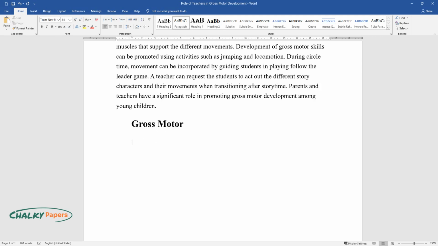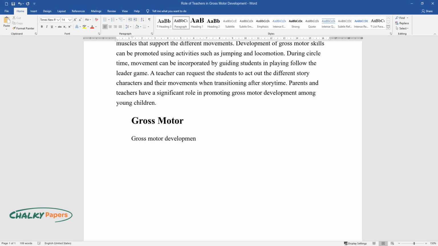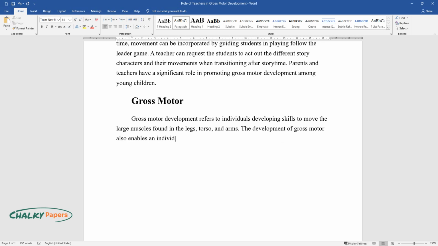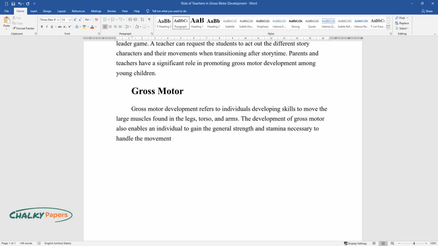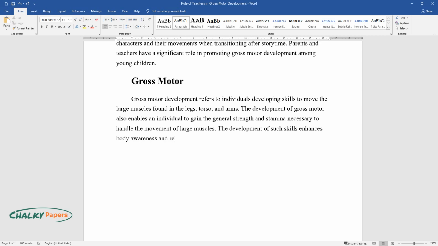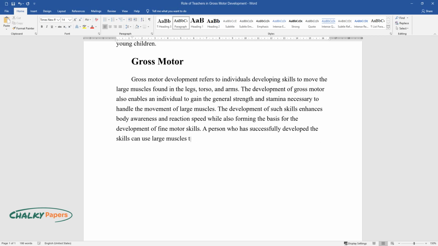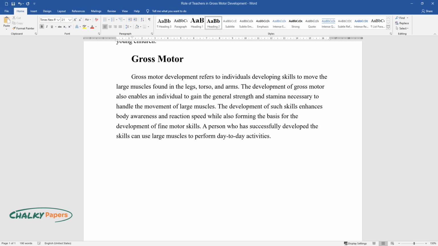Gross motor. Gross motor development refers to individuals developing skills to move the large muscles found in the legs, torso, and arms. The development of gross motor also enables an individual to gain the general strength and stamina necessary to handle the movement of large muscles. The development of such skills enhances body awareness and reaction speed while also forming the basis for the development of fine motor skills. A person who has successfully developed the skills can use large muscles to perform day-to-day activities.